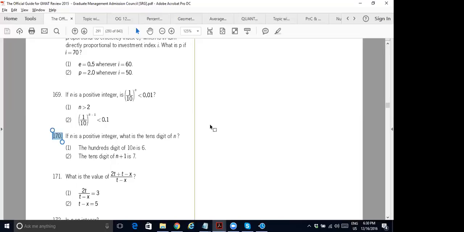The tens digit of n plus 1 is 7. So obviously let n be equal to 69, and so it's 70, but n can also be equal to 71. So the tens digit of n can be 6 or 7. Perfect, that's right. I just need to slow down and look at the question properly.